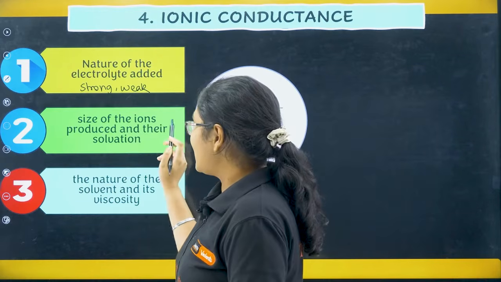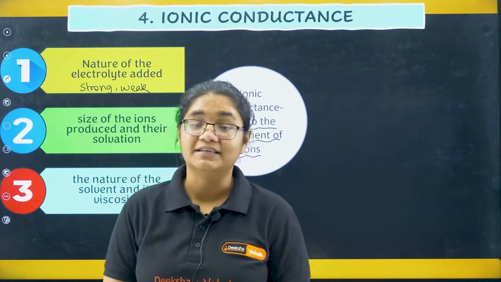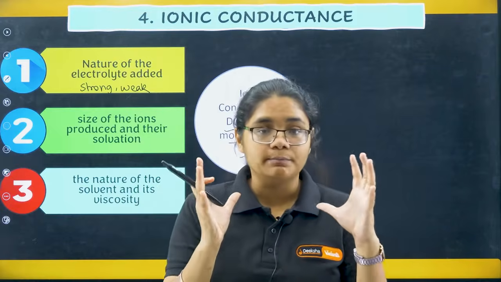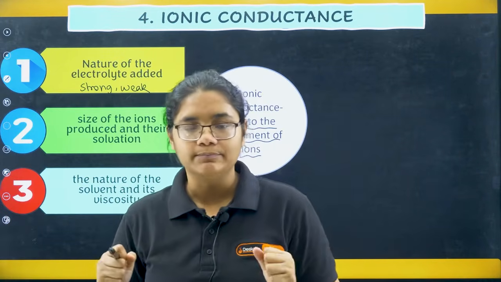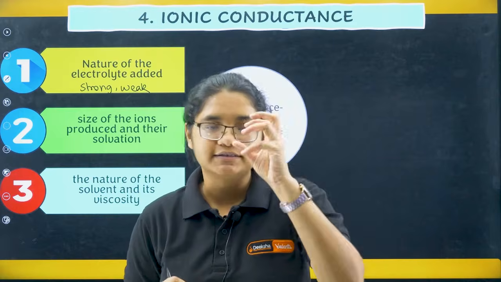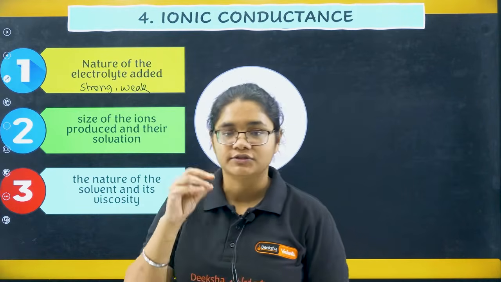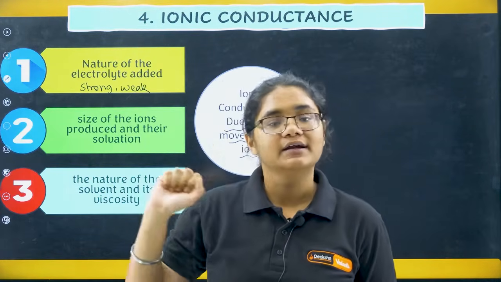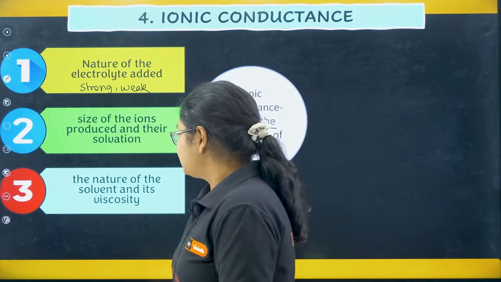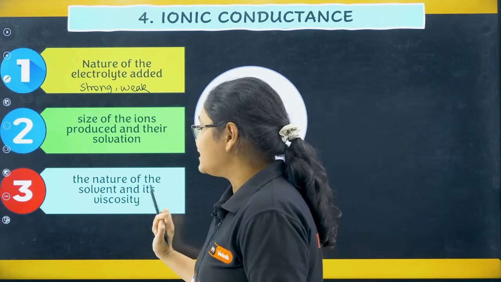Next, the size of the ions produced and their solvation. If ions are too big in size, they will move slowly, so they will conduct slowly. If sizes are small, like H plus ions, which are small size ions, they will conduct fast. Next, the nature of the solvent and its viscosity.